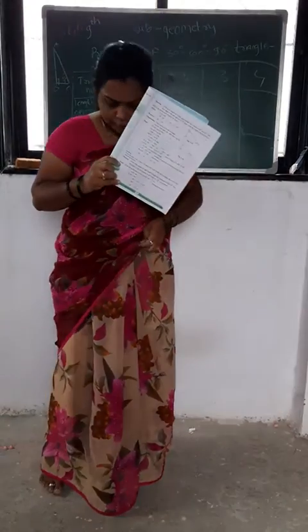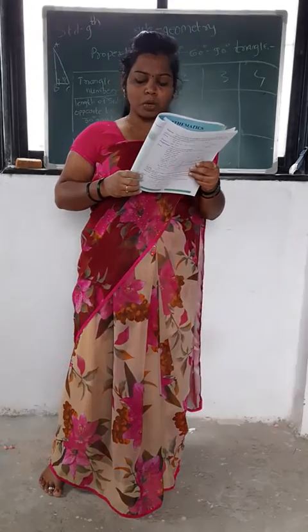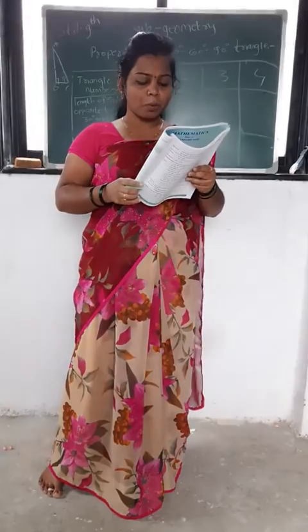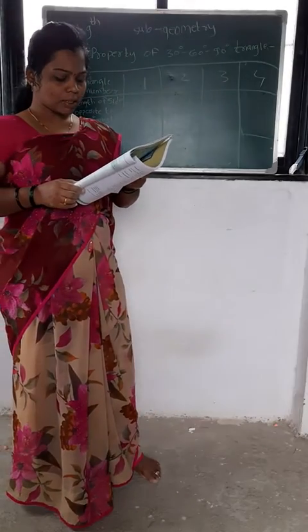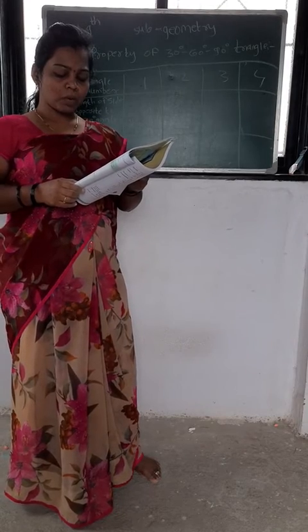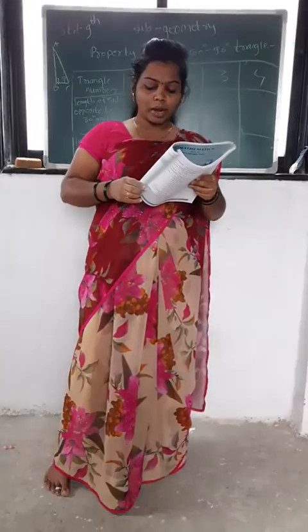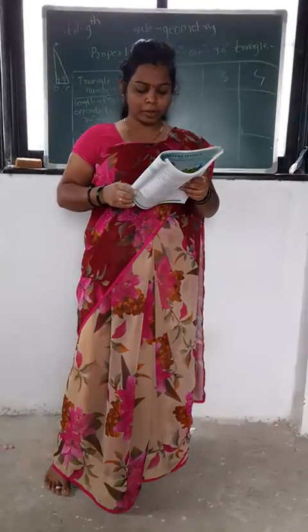Second activity is: the measures of angles of a set square in your compass box are 30°, 60° and 90°. Verify the property of sides of the set square.